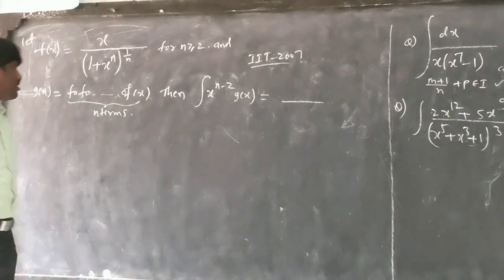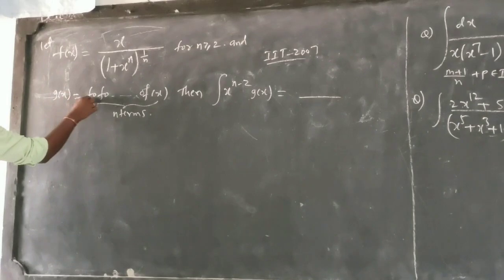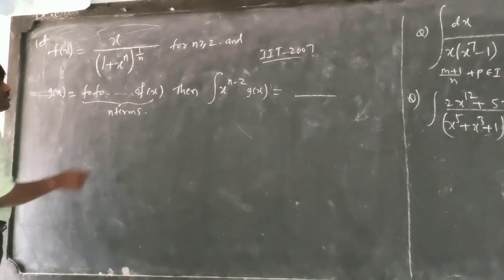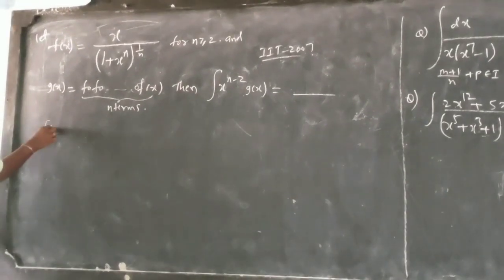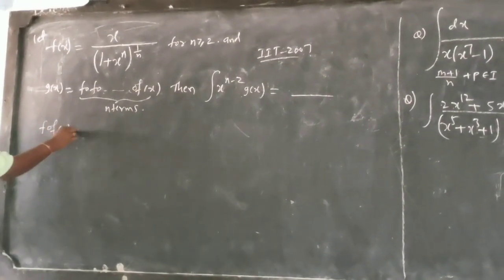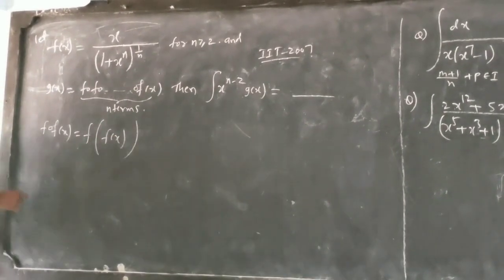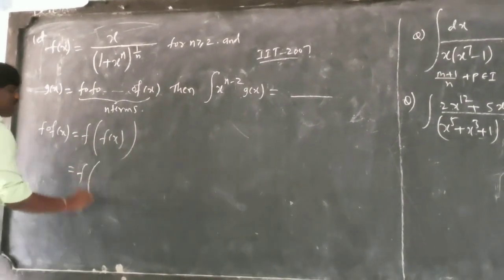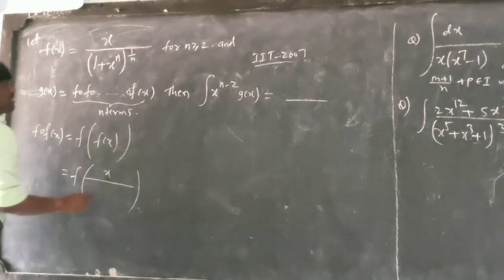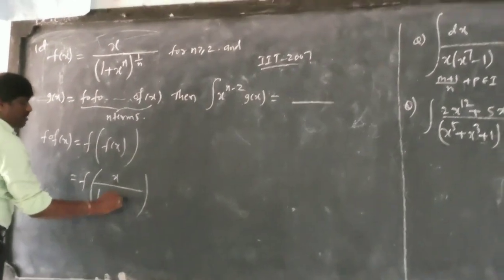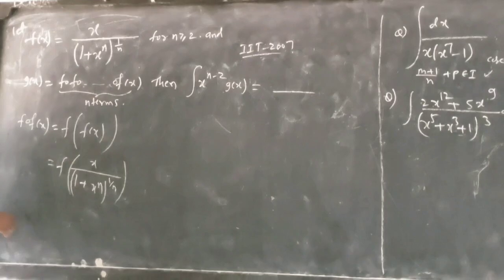How to solve this? So let us see here. This g function is f of x, n terms. So let us find f of f of x. I am doing the second term. So what is f of x? Look at that. What is f of x here? x upon (1 plus x power n) whole to the power of 1 by n. This is f of x.